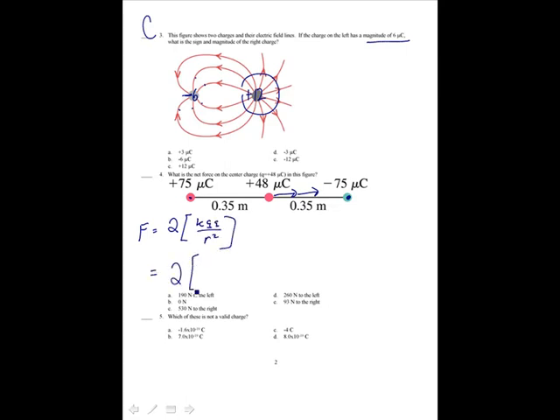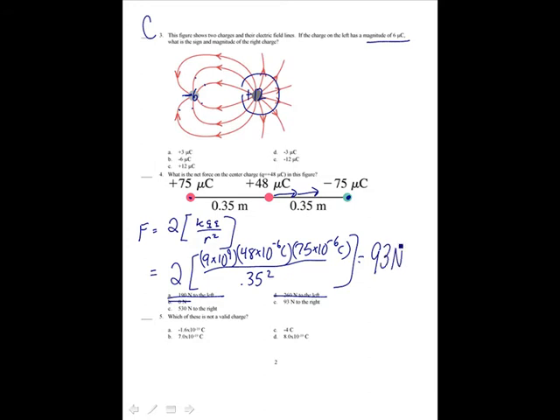That's equal to 2 times 9 times 10 to the 9th, times 48 times 10 to the minus 6 coulombs, times 75 times 10 to the minus 6 coulombs, divided by 0.35 squared. And we already know it's to the right, so we get rid of all these to the left answers. We also know it's not 0, and for number 4, let's see, that gives us 93 newtons. So it's 93 newtons to the right. That's E for number 4.